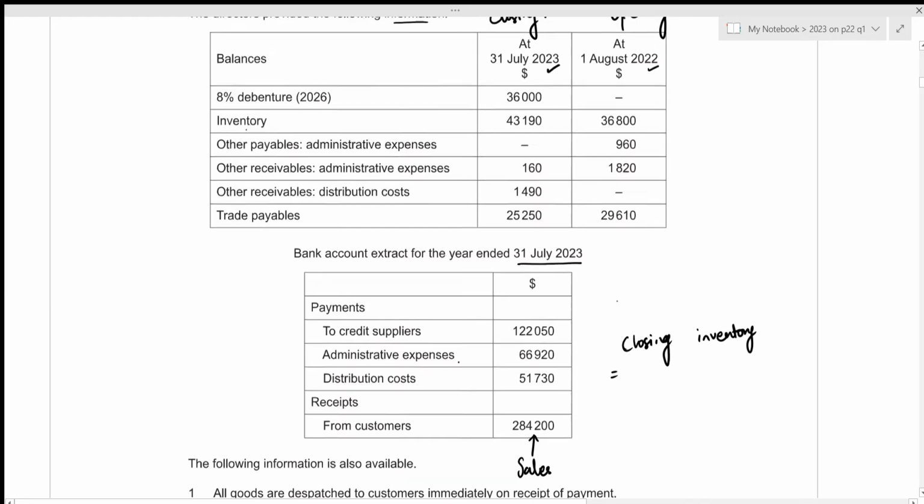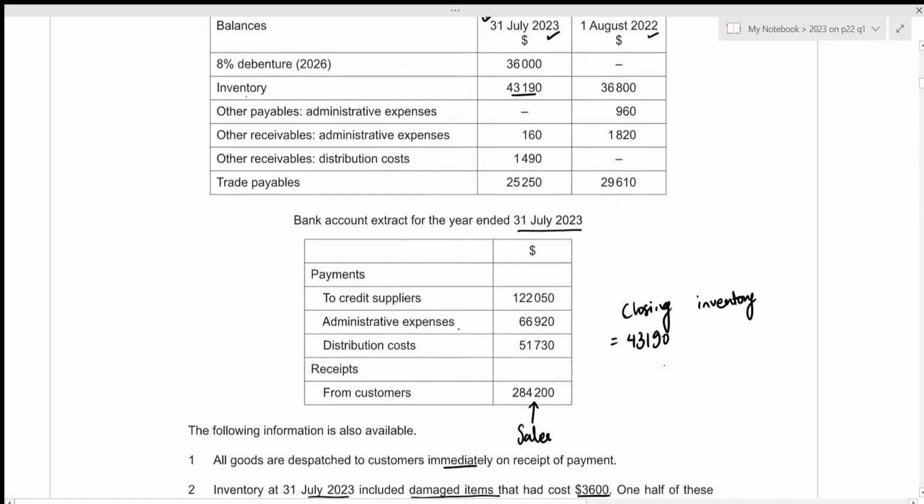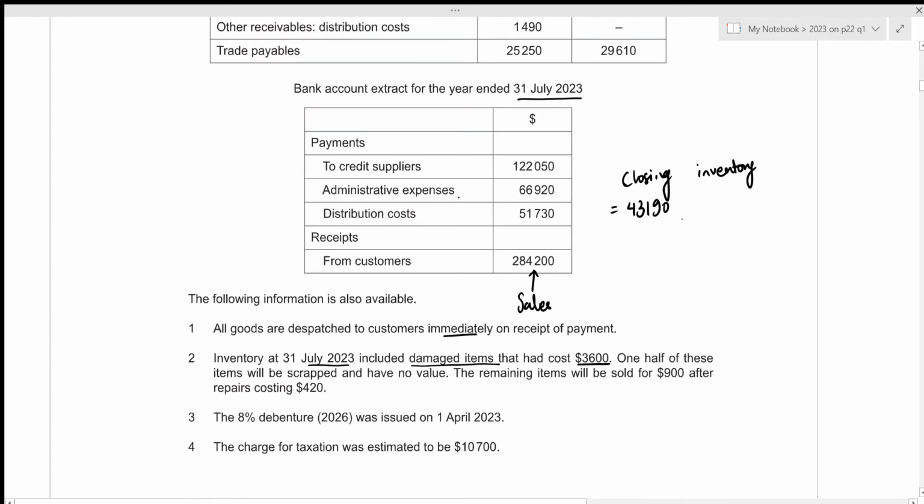We can start with the amount given. So we have the closing balances right here, and for inventory it's 43,190. Now, since we cannot really sell damaged items, we need to subtract their cost. So that's minus 3,600. Then 1/2 of these items will be scrapped and have no value. Okay, so 1,800 worth of goods cannot be sold anymore. It has no value at all. Then the remaining items will be sold for 900 after repairs costing 420.